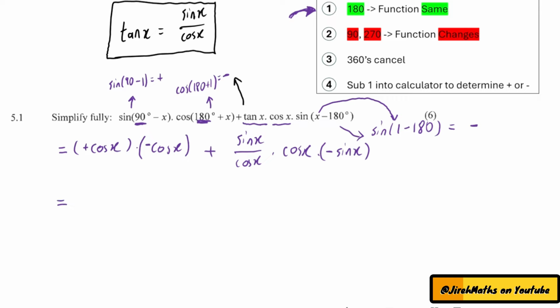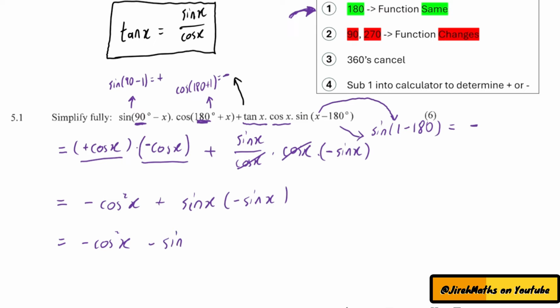If we simplify this, cos x times minus cos x gives us minus cos squared x plus, over here, cos x and cos x will cancel out, so I'm just left with sine x times minus sine x. That's minus cos squared x. Sine x times minus sine x is minus sine squared x. And this is minus cos squared x minus sine squared x, which is minus 1.